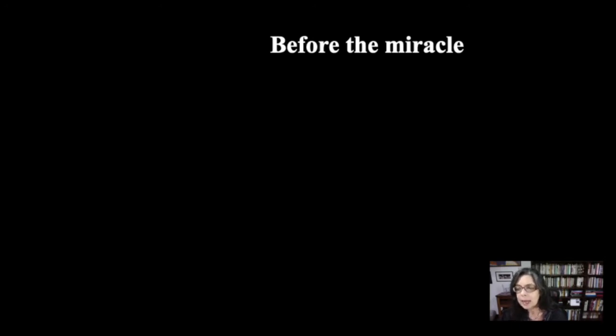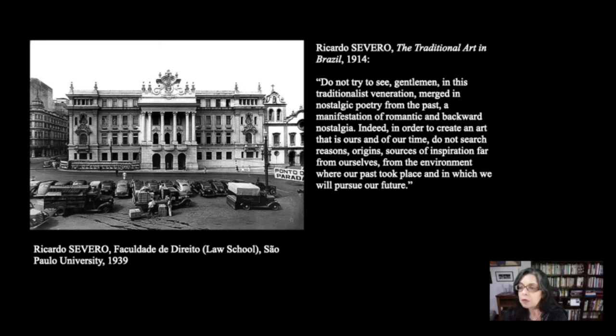In the 1910s and 1920s, the so-called neo-colonial was considered modern. The movement germinated in São Paulo from the work of the Portuguese architect Ricardo Severo. He ran the campaign for traditional art in Brazil, which consisted of architectural projects, articles, interviews, and lectures. In one of his lectures in 1914, Severo explained how it could be possible to see the return to the traditions of colonial architecture as a synonym of modernity.